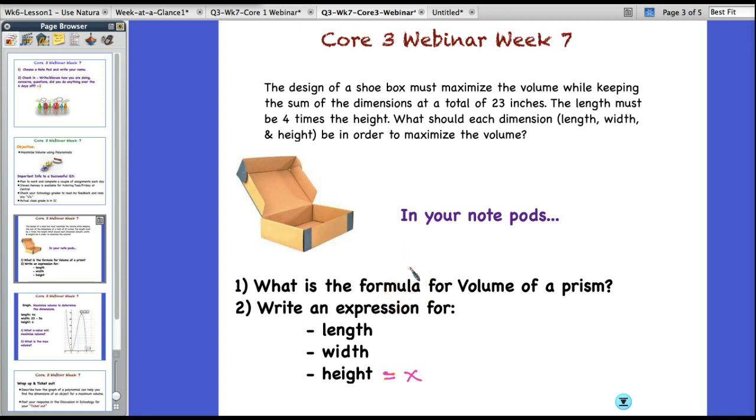Length must be 4 times the height. So what should the length be? 4 times the height. 4 times x. Good. Put that in. That's not hard at all. Wait, what? I still don't get it, re-explain that.